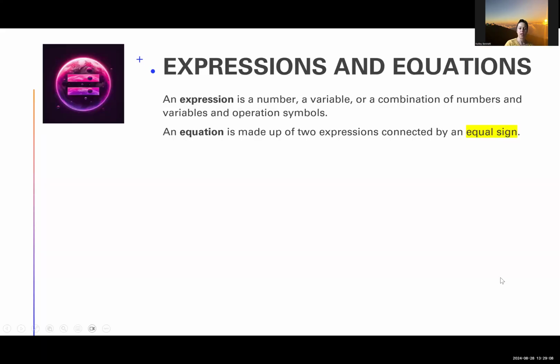So the difference between an expression and an equation all comes down to the presence of an equal sign. An expression is a number or variable or combination and operation symbols. So you can think of exponents or plus, minus, division, etc. An equation is made up of two expressions connected by an equal sign.